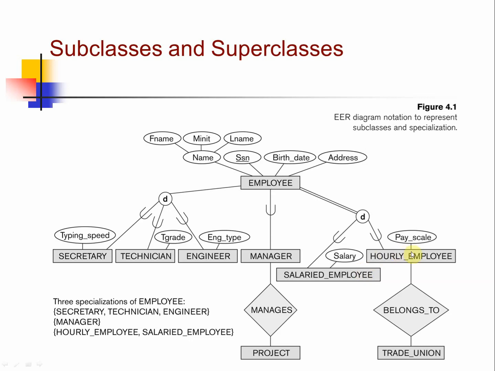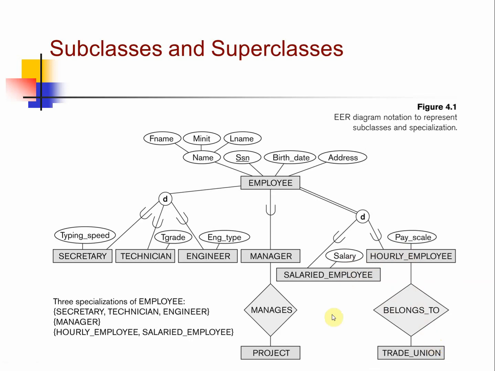For salaried employee and hourly employee, salaried employees have their own salary. Of course, hourly employees don't have a salary. Then they may have their pay scale, paid by hours, and they may have some relationship to a trade union that supplies the human resources to the company.